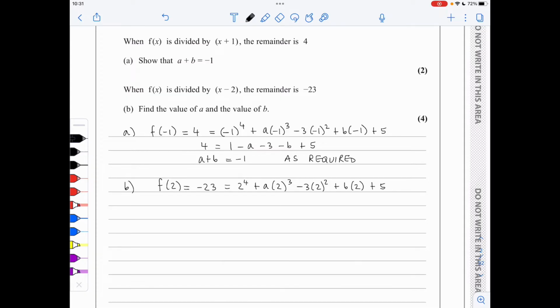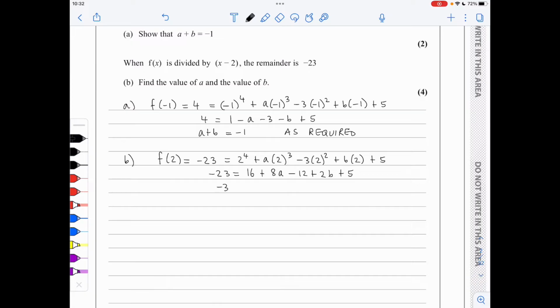Let's simplify things. -23 is 16 plus 8a minus 12 plus 2b plus 5, and this leads to -32 is equal to 8a plus 2b. It makes sense to divide everything by 2 to get that -16 is 4a plus b. Then I've got two simultaneous equations, 1 and 2 here.